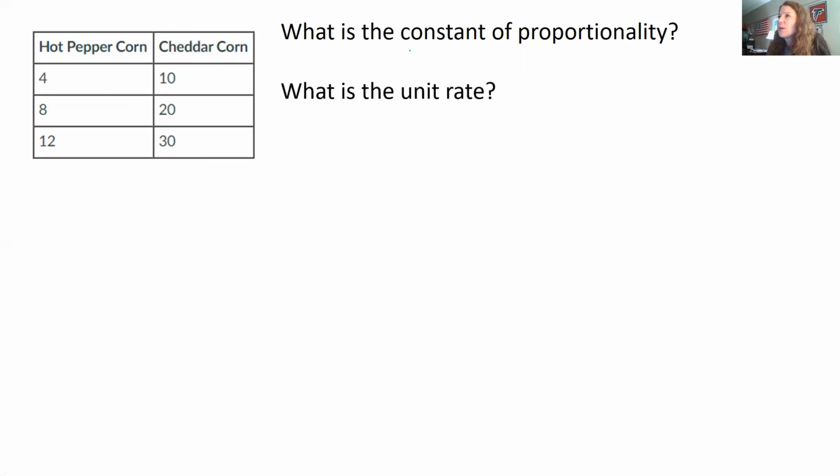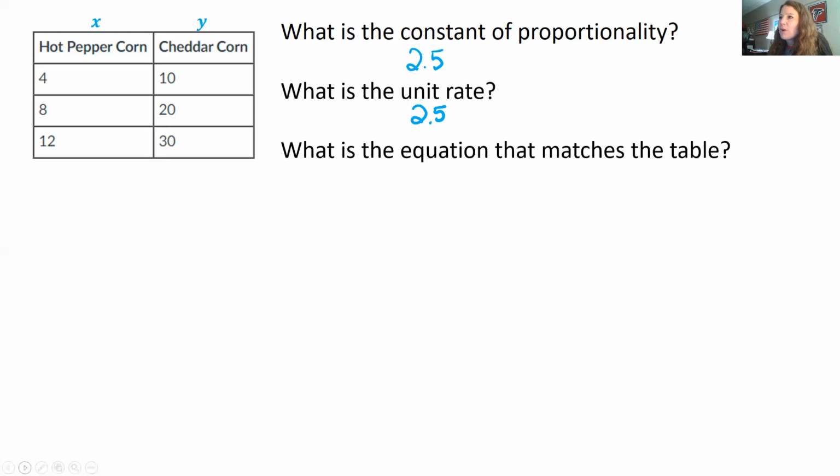And then the next question is, what is the unit rate? Well, these two numbers will be the same. The unit rate is also 2.5. So for one hot peppercorn, you're going to, I guess, eat 2.5, or get, I don't know. I don't know what you're doing with these peppers, but anyway, we know for one hot peppercorn, there are 2.5 cheddar corn chips. I think I already wrote this equation, but if you get y by multiplying x by 2.5, then this is our equation.